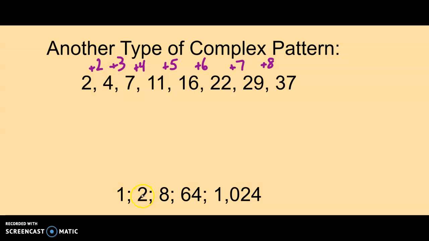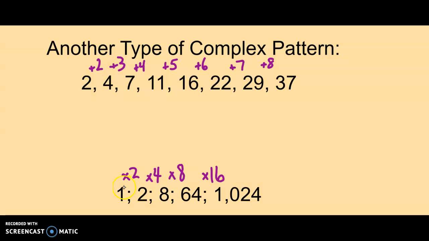So to get from 1 to 2, I can either add 1 or multiply times 2. I'm just going to tell you it's times 2, okay? So then to get from 2 to 8, it's times 4. To get from 8 to 64, it's times 8. And then to get from 64 to 1024, it's times 16. So let's think about this. Pause for a moment and think, what is happening with this more complex pattern? It goes times 2, times 4, times 8, times 16. Okay, so think about this.